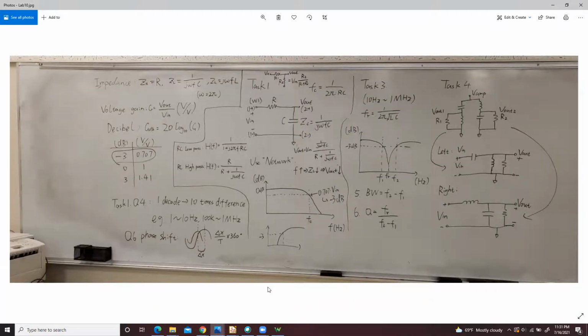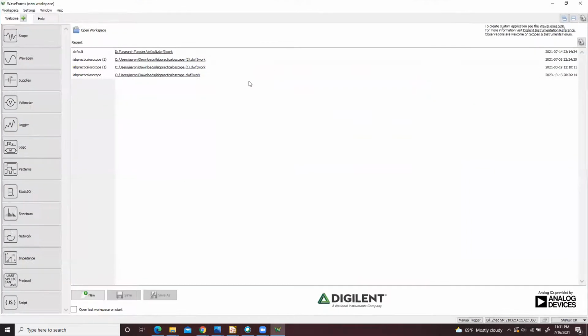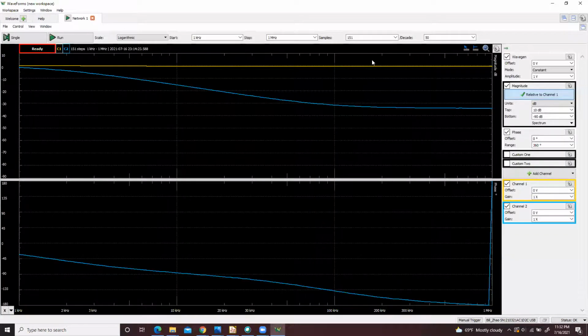And lastly, let me show you how to use the network analyzer. Okay, so right now I just built a random filter, I mean a random low pass filter. I don't know what the value of my resistor is, and I don't know what the value of the capacitor is, but I just built a random low pass filter. So to use the network analyzer, after you open the waveform, you just click on this, the network, and you will get something like this.